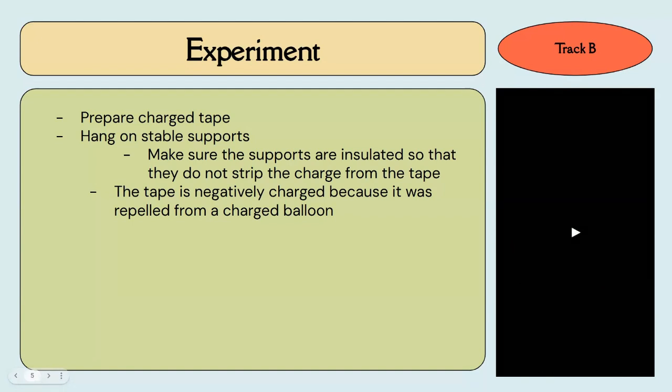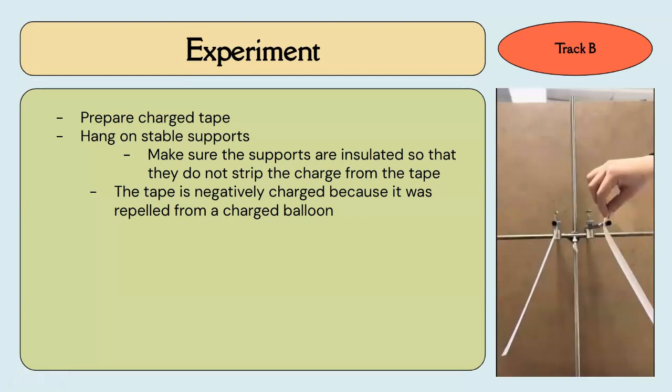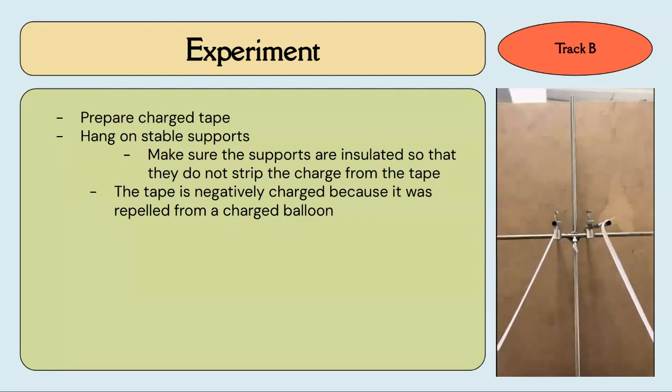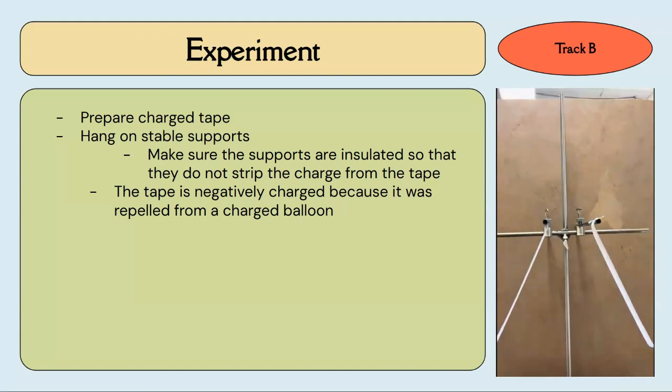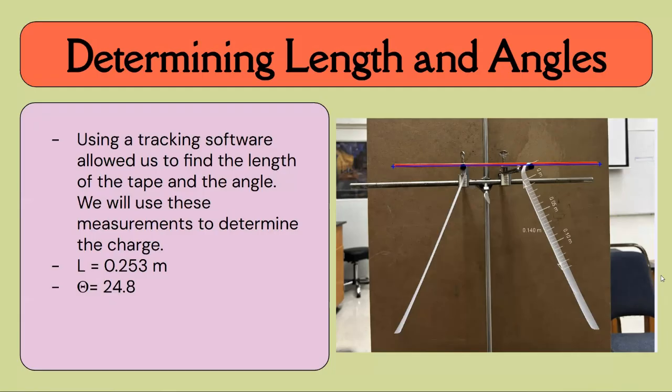We know that the tapes are repelling each other because they are both negative. We discovered this by charging a balloon by rubbing it on our hair, then watching the tape repel. Using a tracking software allowed us to find the length of the tape and the angle that we will use to determine the charge. We were also able to find the distance between the two supporting rods, which we will discuss in the next slides.